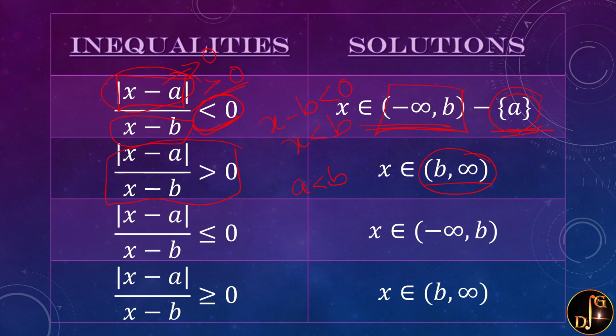Next, if we have less than or equal to, as I told, it will be equal to 0 when we have x equal to a. Therefore, we are not excluding that point.